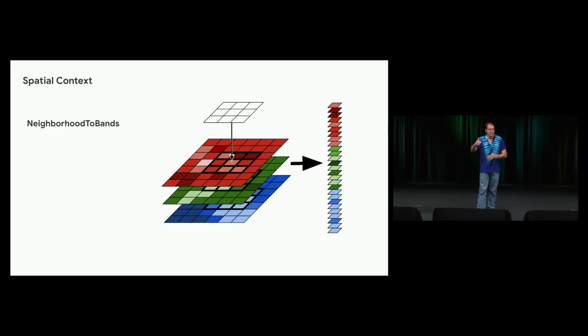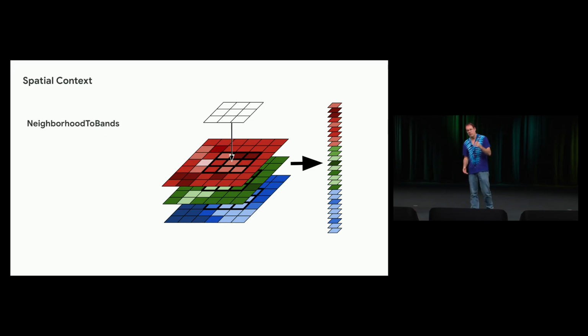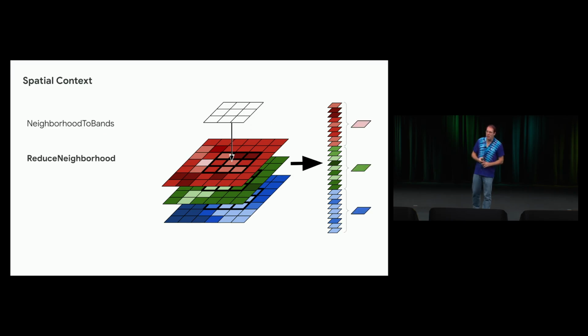And if you make your window bigger, if you made it 5 by 5 or 9 by 9, you would include a lot of neighborhood information, but your feature vector might become unreasonably large. And so another way to do that, the function to do that, by the way, is called neighborhoodToBands, should you want to use it. It just turns it into a bunch of bands, you sample the bands, and then you move on.